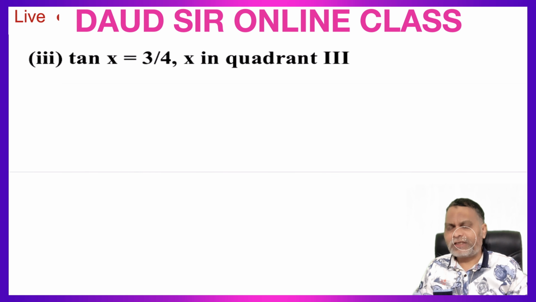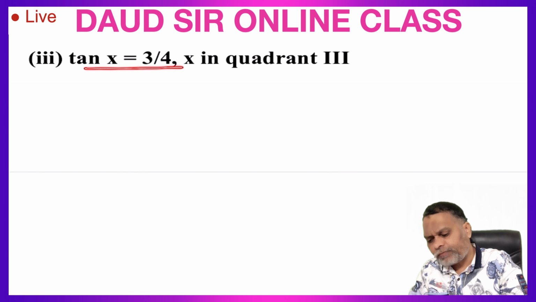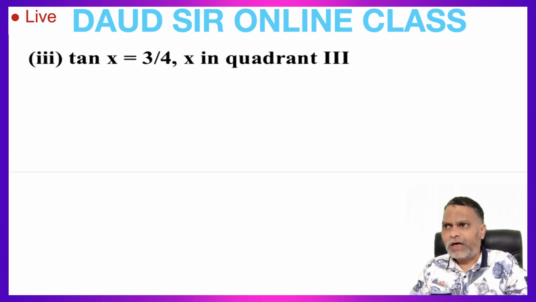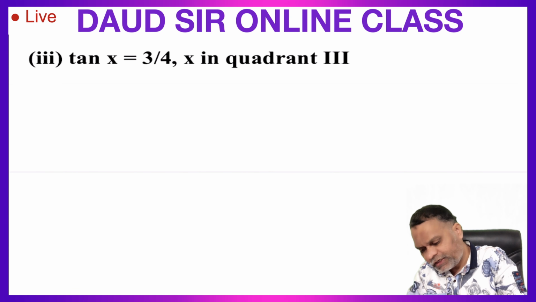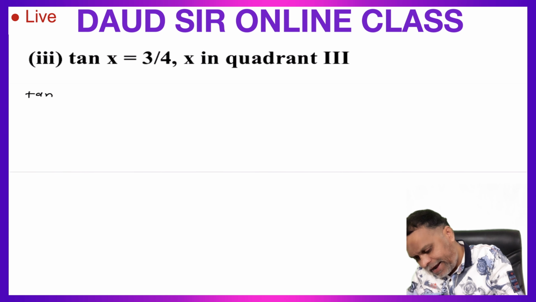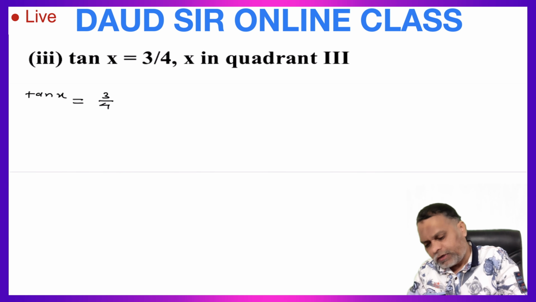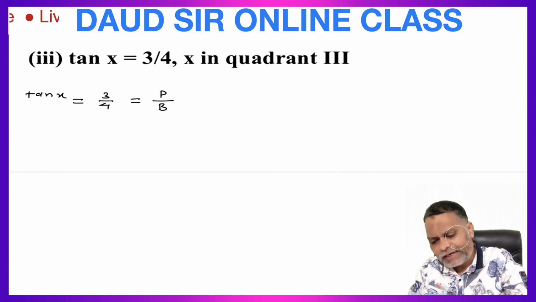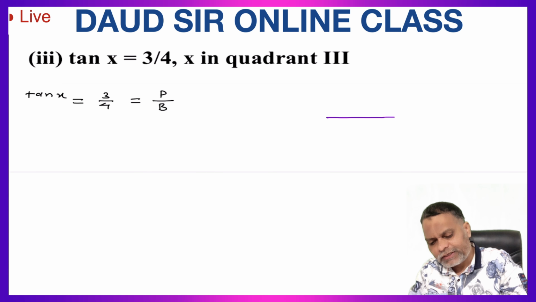Question number first, part third. Tan x is equal to 3 upon 4 and x in quadrant third. x lies in the third quadrant. In the third quadrant, tan is positive and its reciprocal cot is positive. Other trigonometrical ratios are negative there. So first, this tan x is equal to 3 upon 4. Basically, tan x is equal to perpendicular upon base. So make one right angle triangle and calculate the third side first.